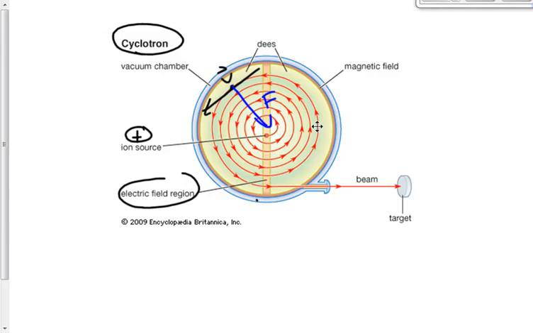Now, what kind of magnetic field would you have to have if this was a negative particle? Out of the page, right? Make sense, guys? Yes?